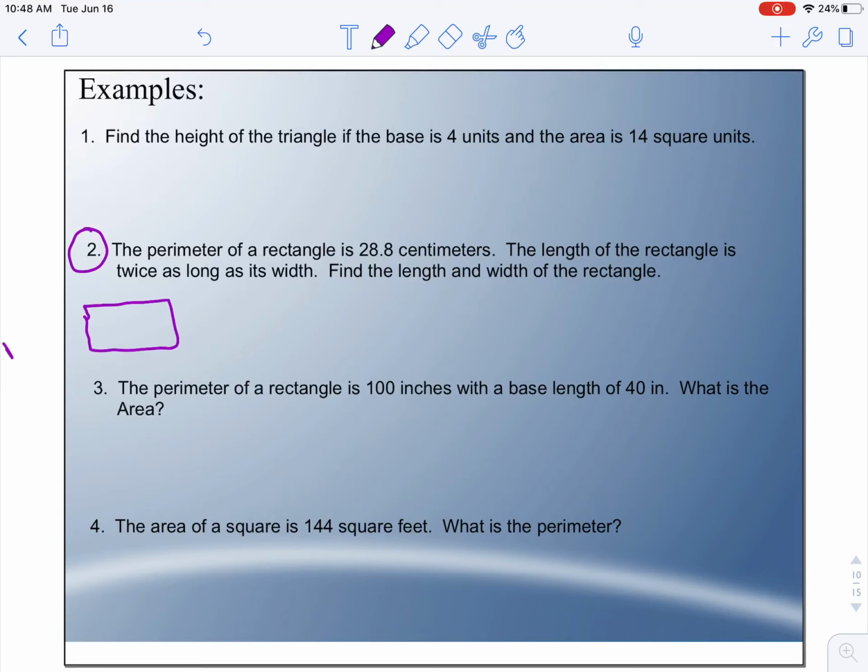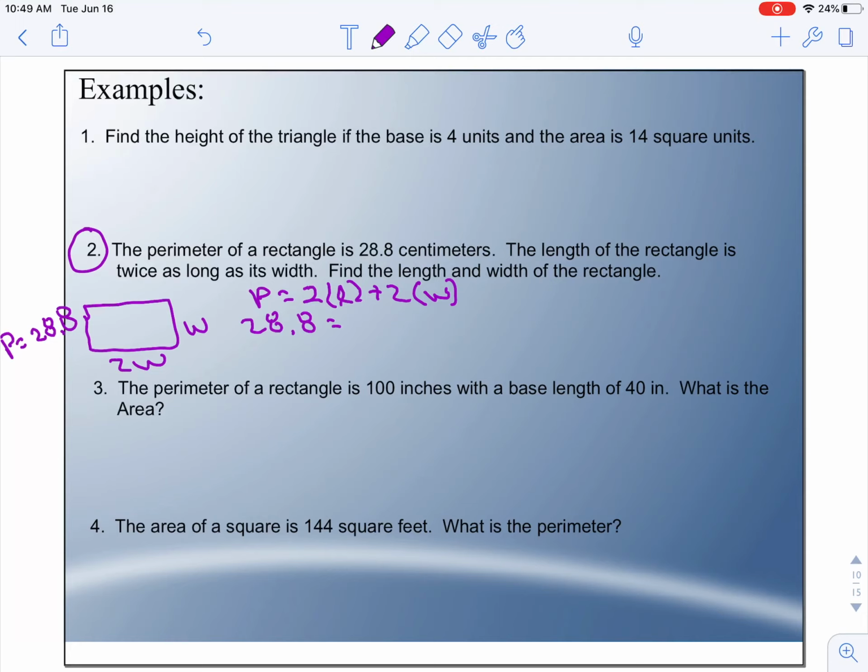So a lot of times it's easiest to start out with the picture. Okay, so we know the perimeter is equal to 28.8. We also know the length of the rectangle, or the base, if you want to call it that, is twice as long as its width. So if your width is W, then your length is twice the width, or 2W. So now we can take our formula for perimeter. Perimeter equals 2 times the length plus 2 times the width, length and width, base and height. You can change those back and forth.